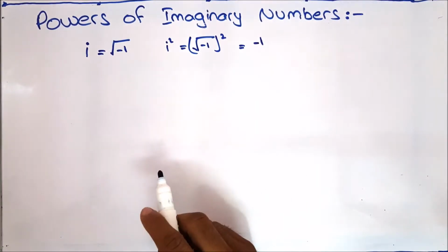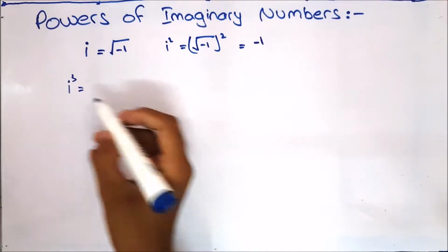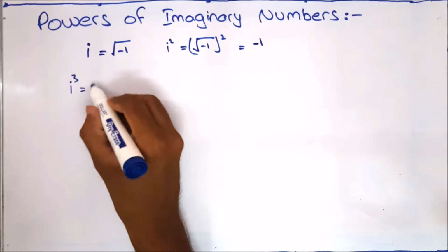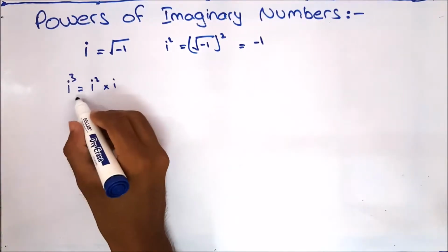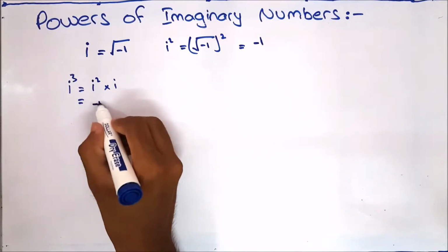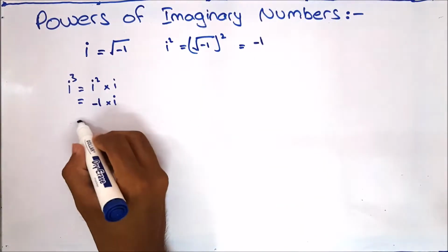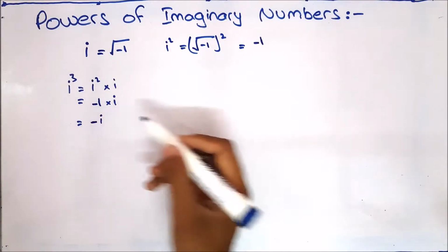What if we cube an imaginary number? We can do it by splitting it up. We can write it as i squared multiplied by i, and i squared is equal to minus 1. So minus 1 multiplied by i is minus i.